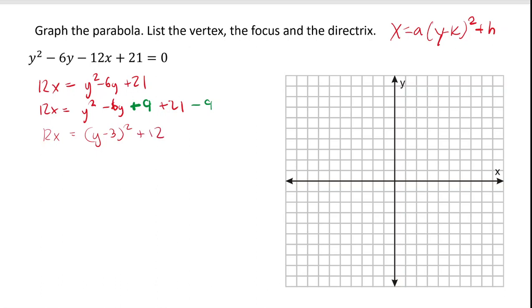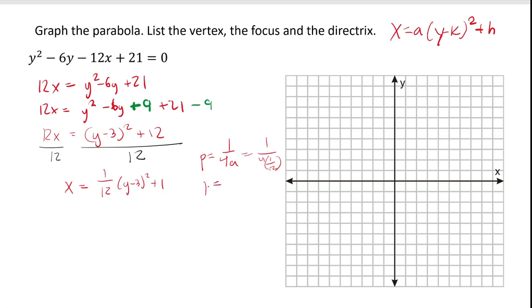If we divide everything by 12, we'll find that our equation in vertex form is x is equal to 1/12 times (y minus 3) quantity squared plus 1. Now, why don't we find p, because we screwed up last time. P is equal to 1 divided by 4a. So a is 1/12, so this would be 1 divided by 4 times 1/12, or 1 divided by 4/12, which is just 3. So p, the focal length of this parabola, is 3.